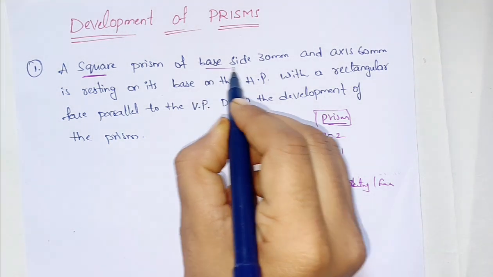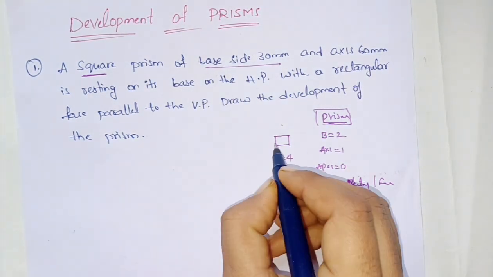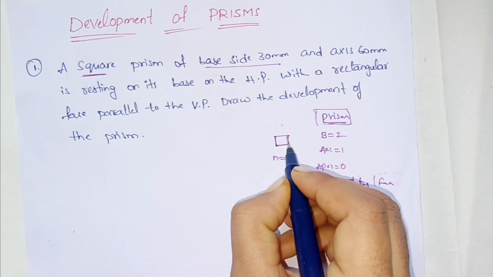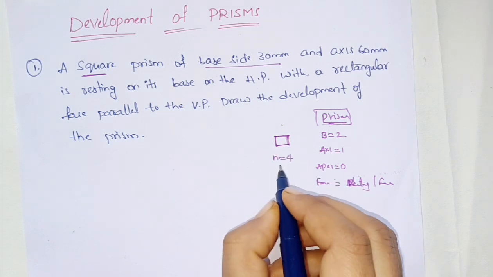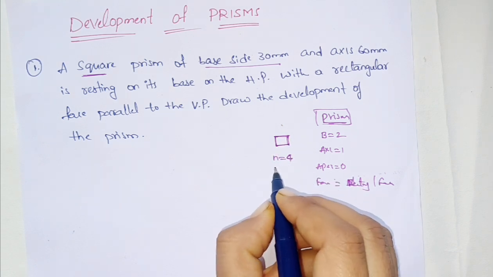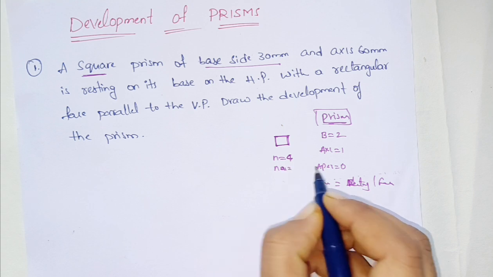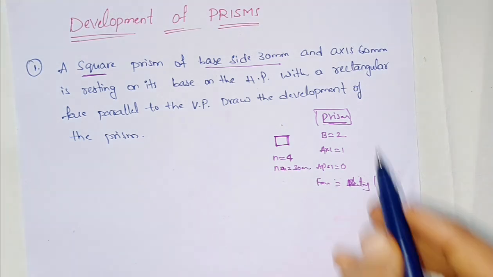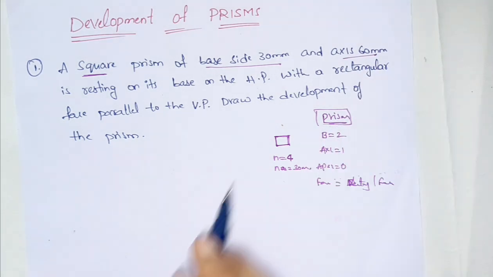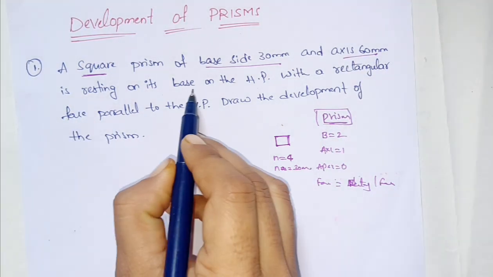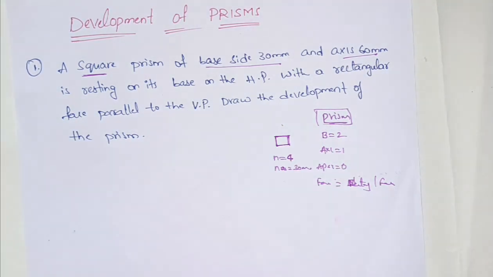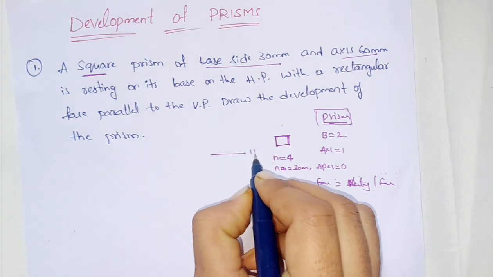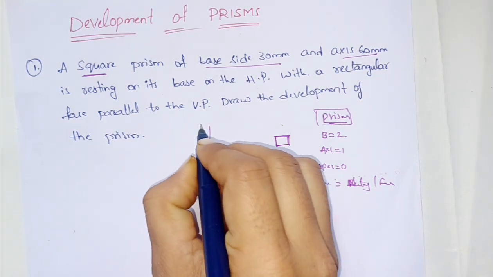Here it mentions the base side is 30 mm. So one base is 30 means all sides are 30, 30, 30. So N is equal to 4 and the side length is equal to 30 mm. And the axis is 60 mm. Axis is nothing but H. It is resting on its base on the HP. So this is the HP and this one is VP.